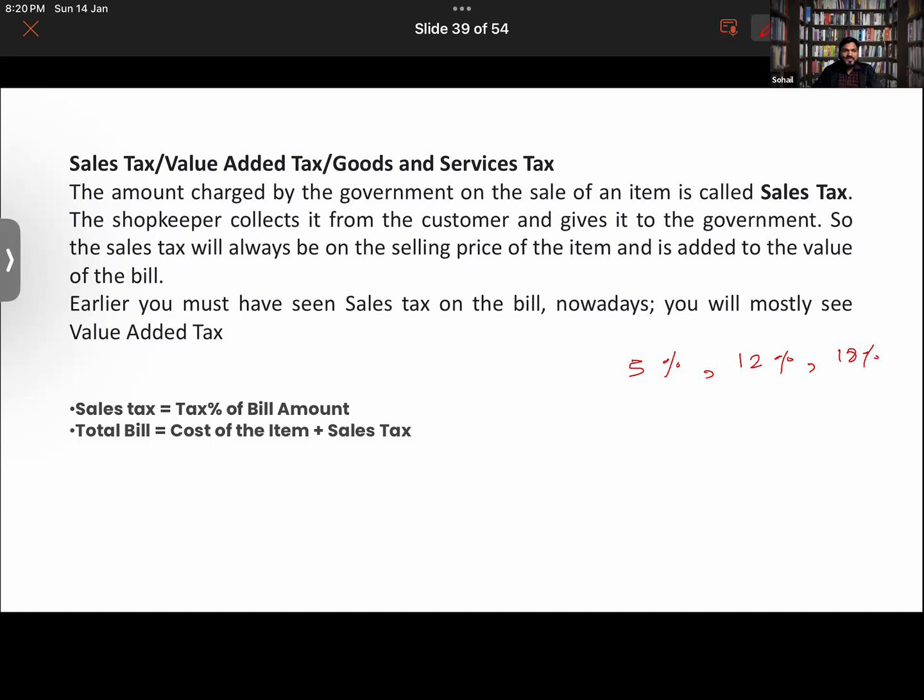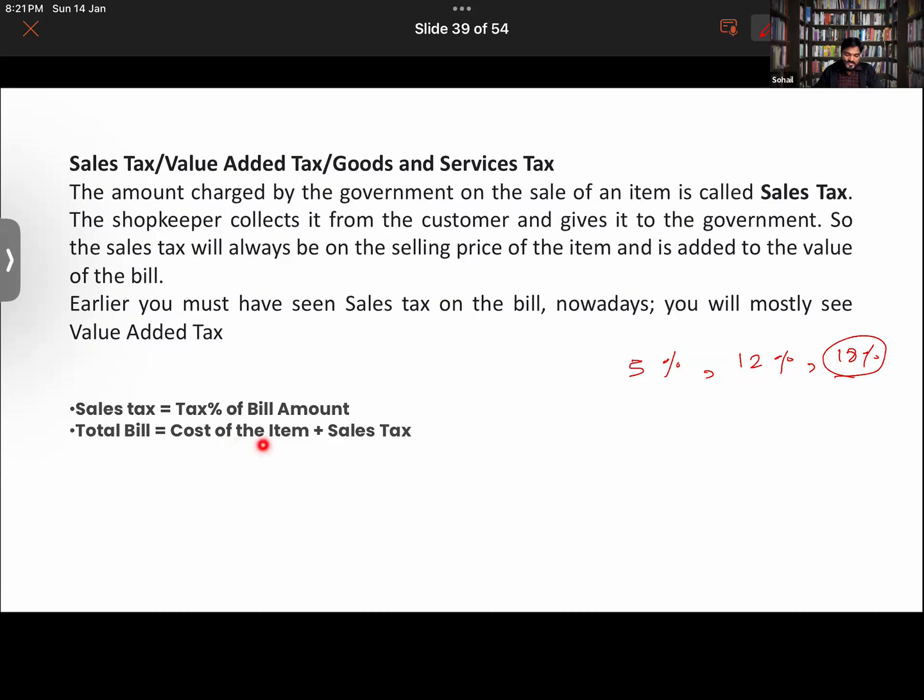Okay, anyone knows what the GST percentage on medicine is? It is 18%. Okay, no? So that is the thing. So basically, this will go to the government.